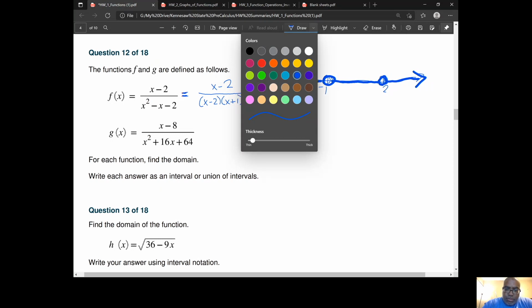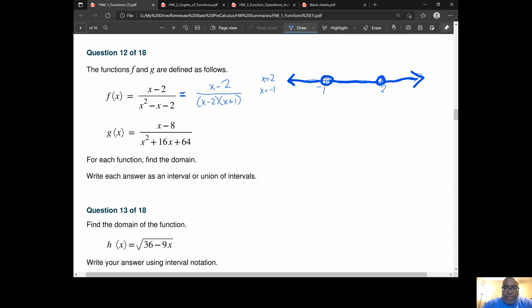Glad you asked. The reason that I drew the number line is because the number line helps you understand the interval better. So I end up with negative infinity to negative 1, union negative 1 to 2, union 2 to infinity. That is this area, and this area. That's f of x. G of x, same thing.